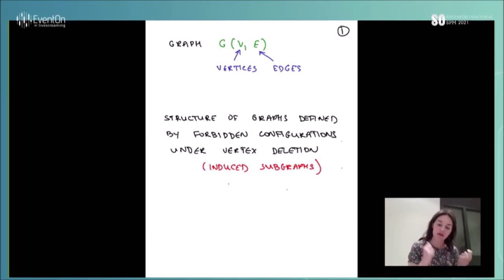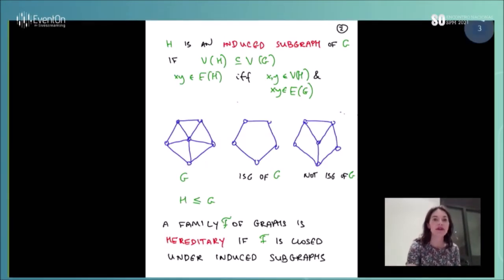Now, what do I mean by forbidden configurations? That means you cannot delete vertices to reach a certain configuration. So things are forbidden under the operation of deleting vertices, and this is called forbidden under induced subgraphs. Now that I've given you the intuition, I'm going to say more precisely what that means. We say that H is an induced subgraph of G if the vertex set of H is a subset of the vertex set of G. That's the point about deleting vertices.